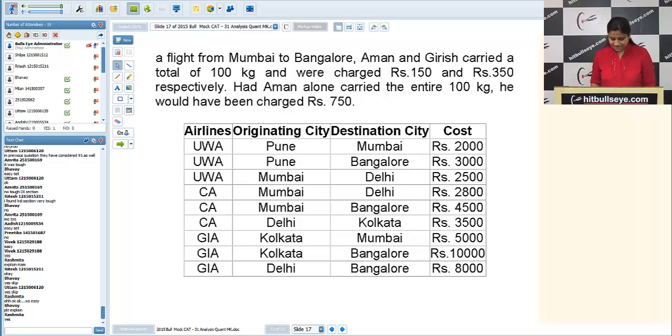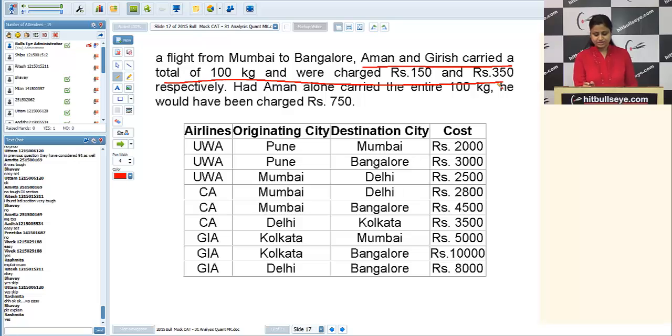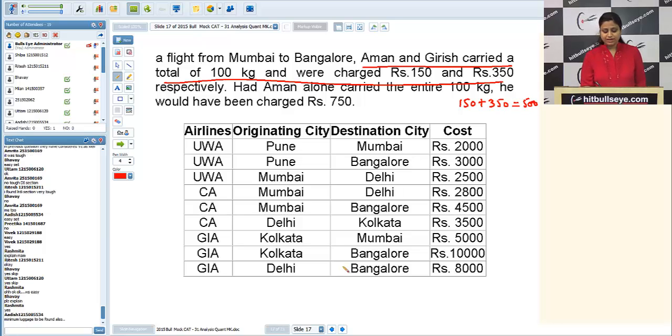First of all, we will calculate the cost for free luggage. That you can calculate by taking this data. Aman and Girish carried a total of 100 kg and were charged rupees 150 and rupees 350. It means if they are taking 100 kg between both of them, then the total cost will be 150 plus 350, which comes out to be 500. But had Aman alone carried the entire 100 kg, he would have been charged rupees 750.